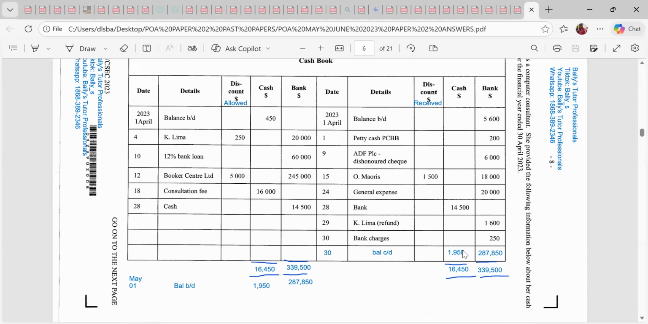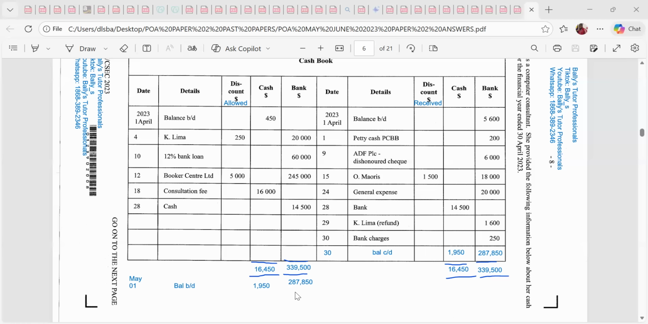Then we do the same thing for bank. Check to see which side is smaller, with 245,000 on the debit side. The credit side is definitely smaller. So we do the same thing. We put the balance carried down as the difference between both sides. Add up the larger side minus the smaller side. After we get our balance carried down, we put our totals. Our cash and bank column should be the same on both sides. And then on the first of the following month, on the opposite side of the balance carried down, we put the balance brought down.